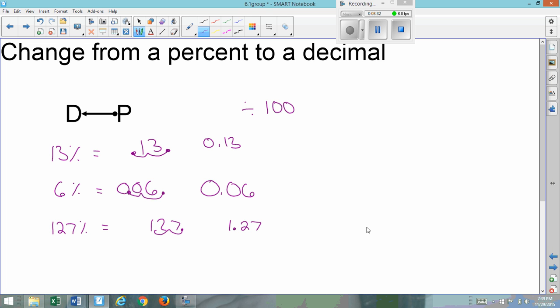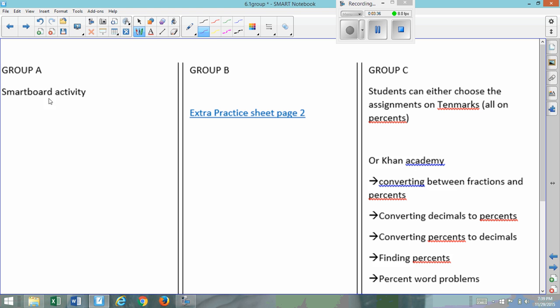Okay? You guys are going to be doing this on your own today. And if we look ahead, Group A, you're going to be doing the Smartboard activity. This is to be done on scrap paper. One person at the front board at a time, just checking, not writing out the answers. Group B, you're going to be starting the extra practice sheet, page 2. It is on top of the refrigerator in the little paper tray.